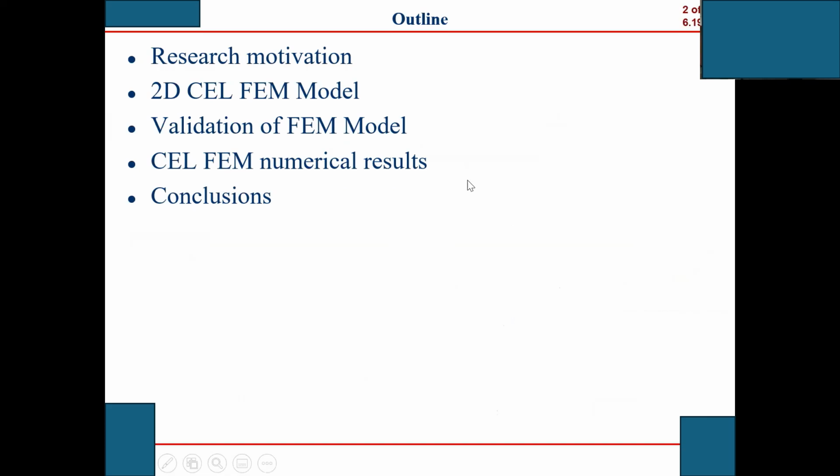The outline of this research. First, whenever you want to do some research, you need to tell people why you do this research, right? What kind of scientific gaps you want to fill, and who might be benefiting from your research. This is very, very important. Otherwise, the research will be useless. Nobody is interested. Nobody will benefit. So then we talk about the 2D CEL FEM model.